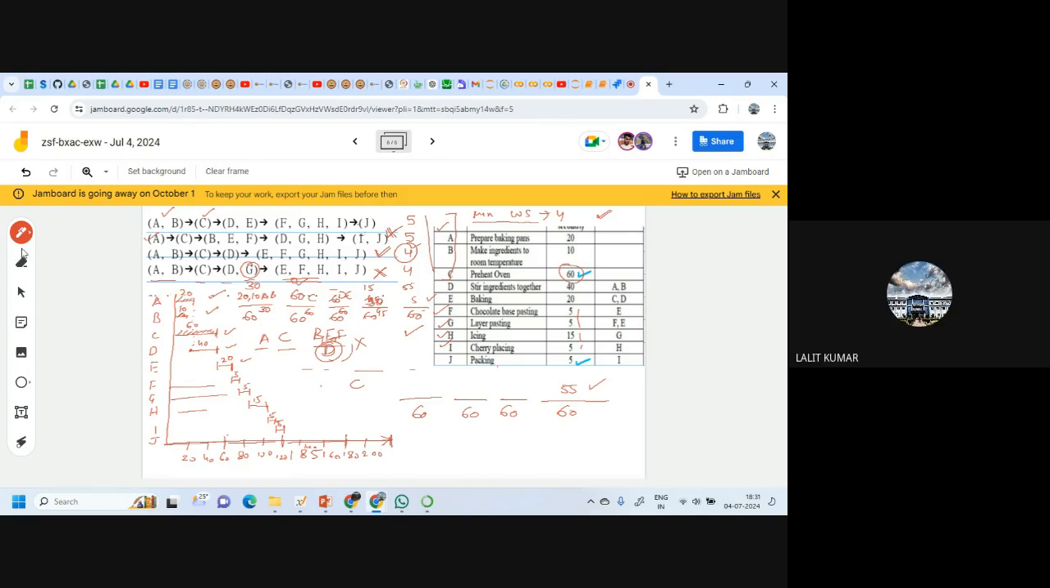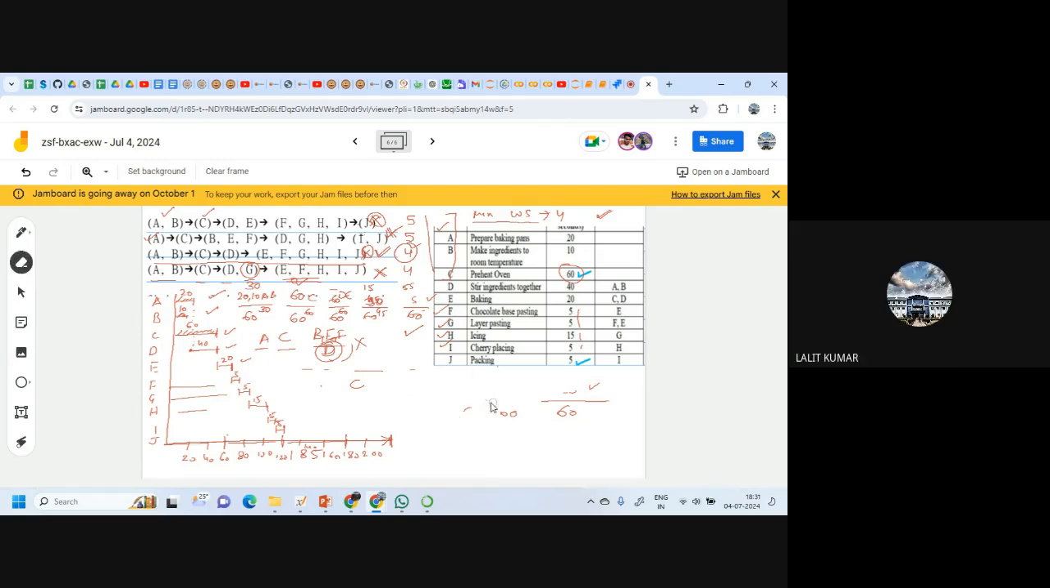Now the question will be asked: what is the efficiency of the best layout? Now see what will be the best layout. We have found 2 options from here. One option is this one, another option is this. But which is the best layout? Which should give me the best efficiency? The one which has fewer workstations is the best efficiency.